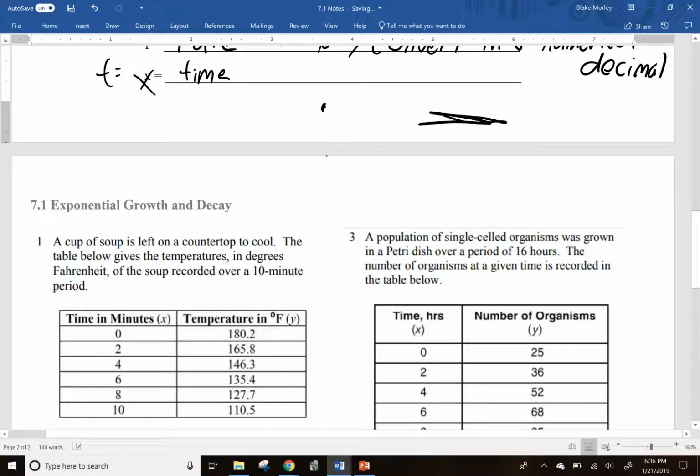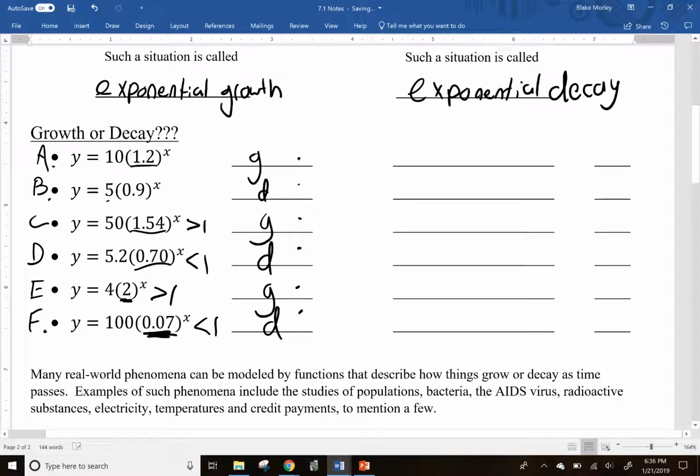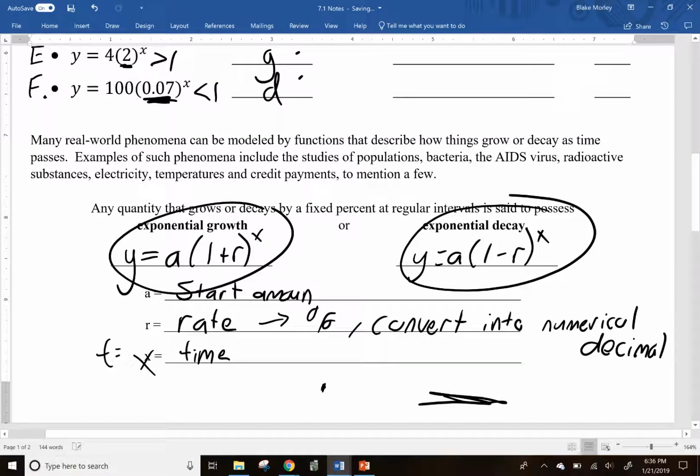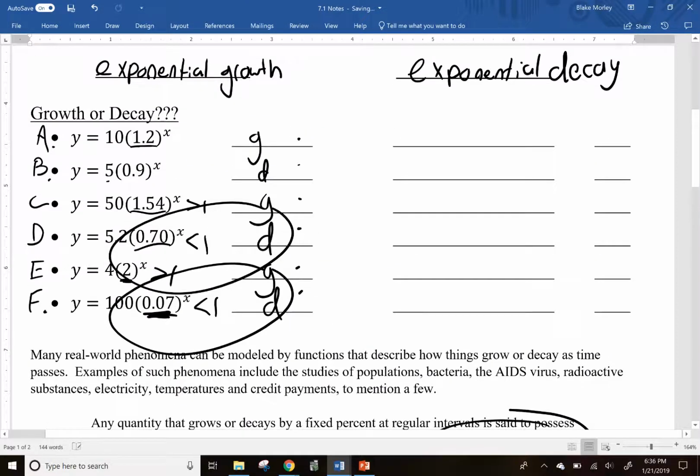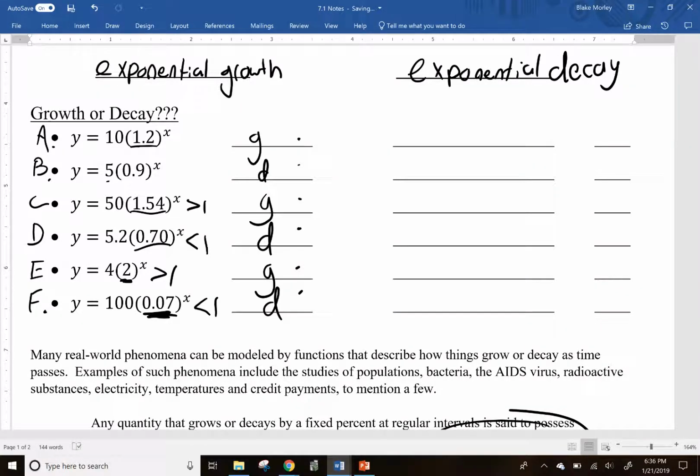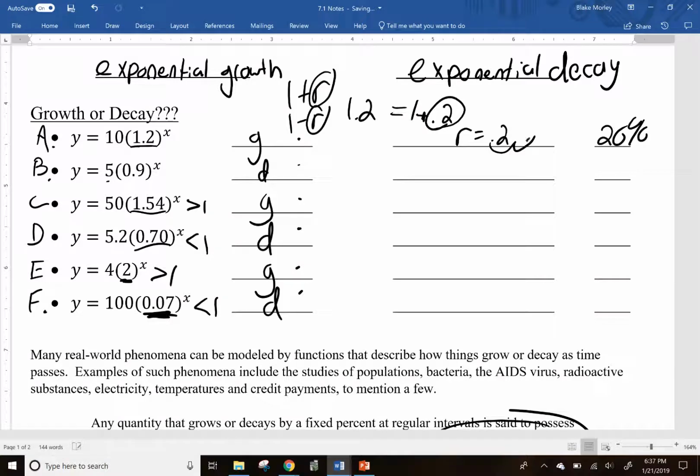So there's that. I want to go back up here real quick and take what we just talked about to discuss what the R value would be for these problems up here. In A, we have the B value is 1.2. If I break this up, this is the same as 1 plus 0.2. I'm trying to figure out what the R value is, essentially. Since this number is bigger than 1, I did 1 plus 0.2. So 0.2 is my R value, which is equivalent to 20% if you move the decimal 2 places back to the right.